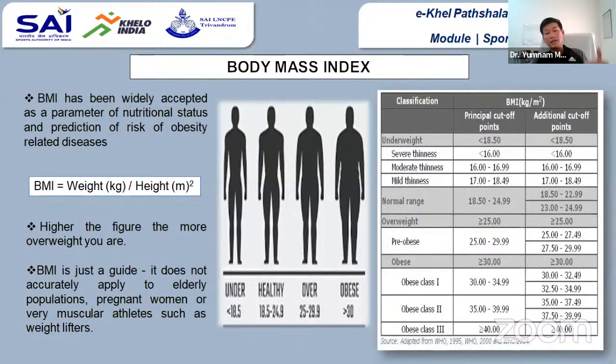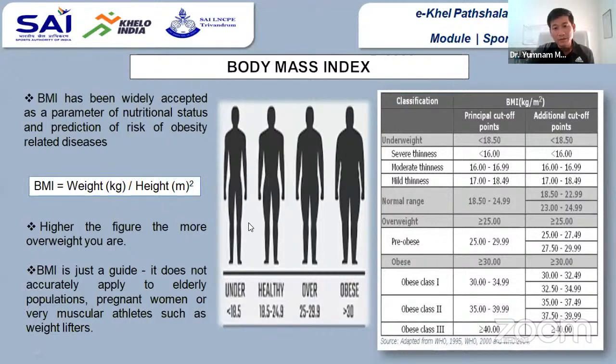If the value is higher then you are overweight. Higher than overweight, then it comes under obese, obese class 1, 2, 3, etc. And if it is lower, you are underweight. So BMI is just a guide. It does not accurately apply to the elderly population, pregnant women, or very muscular athletes such as weightlifters. But for the normal population, BMI is quite helpful. For these three populations, BMI doesn't give that much information about the individual.